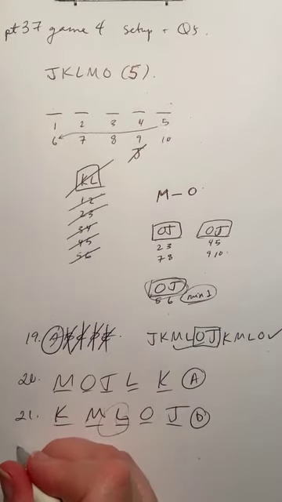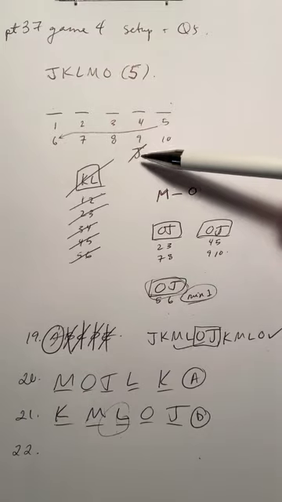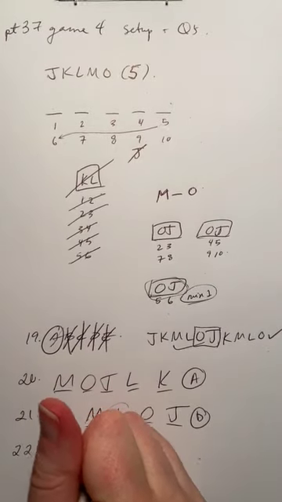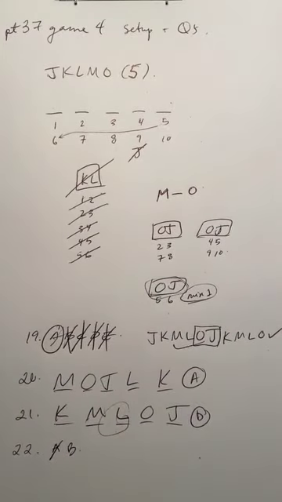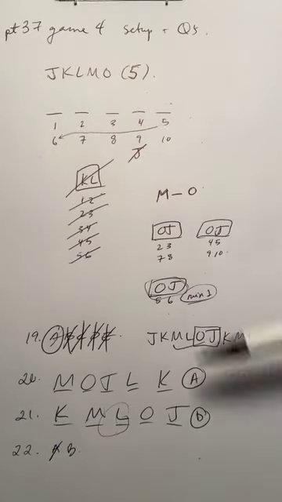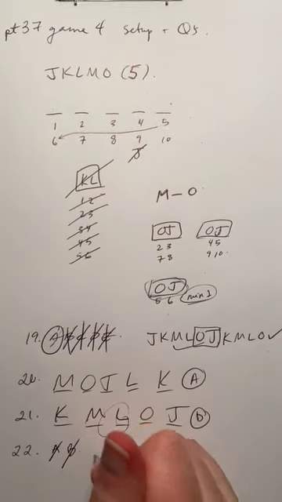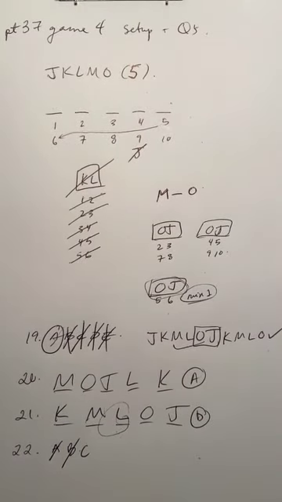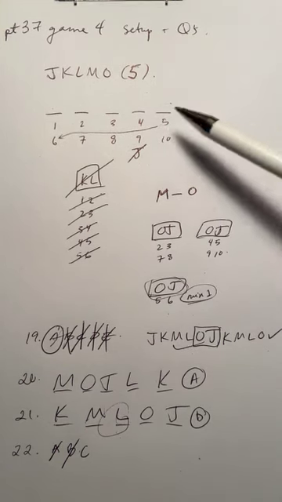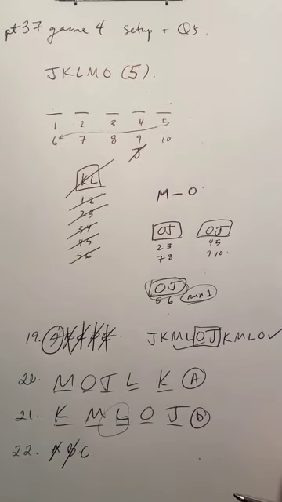Which one of the following could be true? Could J swim lap 4? Nope. Okay, we know that can't be true. B, K swims lap 5. We've seen that be possible actually over here, so we can eliminate that. C, L swims lap 5. That one we might have trouble with.